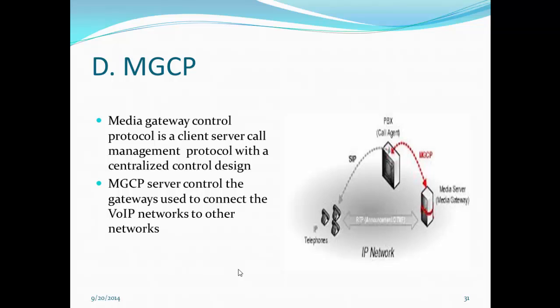And MGCP, this is the last protocol that we're going to talk about in this chapter. Media Gateway Control Protocol is a client-server call management design with centralized control. As you can see in this diagram, we have many different kinds of protocols. For example, this is a SIP server with the SIP protocol, and this is MGCP, the Media Gateway Control Protocol. There is another protocol called Skinny Protocol, which is a Cisco proprietary protocol. The MGCP server controls the gateway used to connect VoIP networks to other networks.